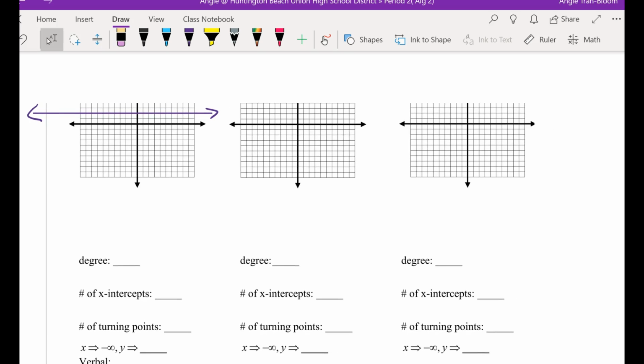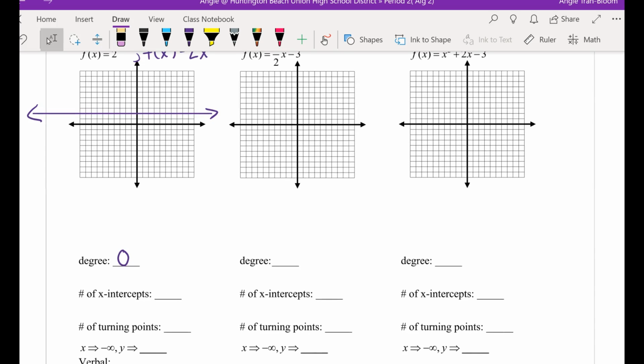Okay. For this particular equation, y equals 2, what's the x-intercept? There is none. 0 x-intercepts. None. How about number of turning points? None. Did it change direction? Nope. Now, this is the new thing right here.